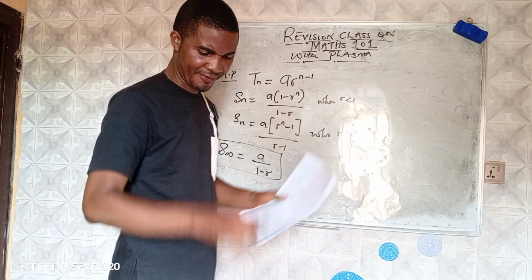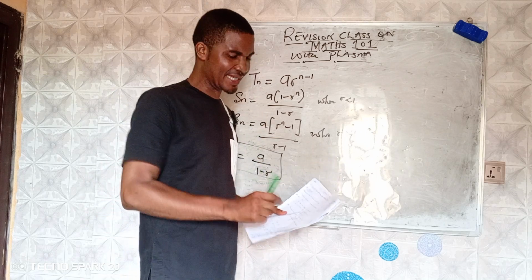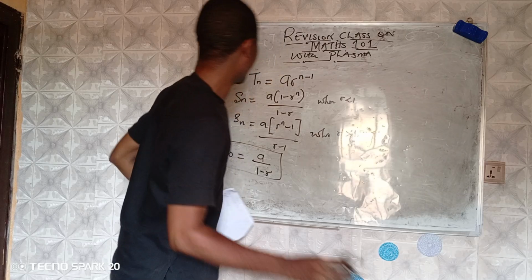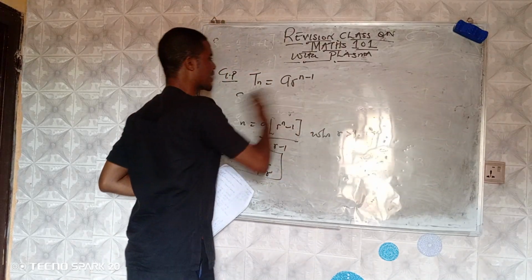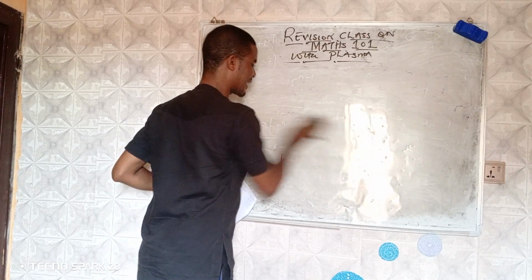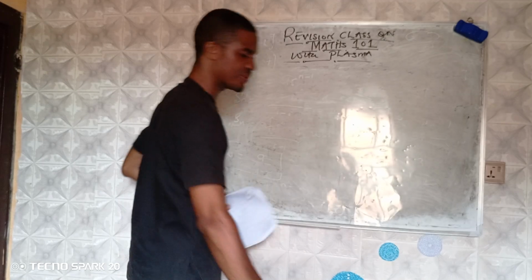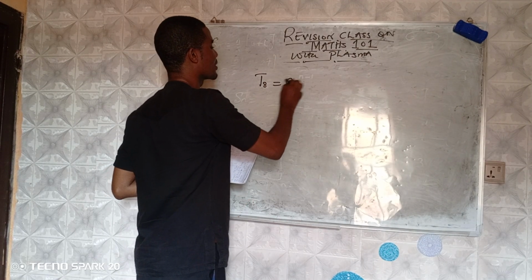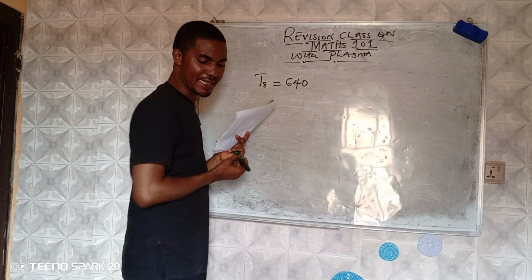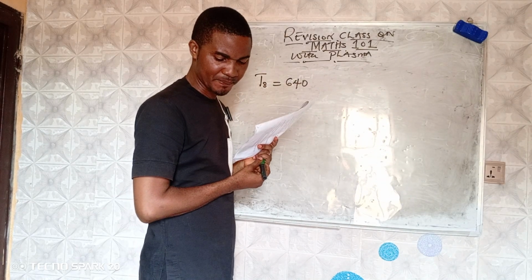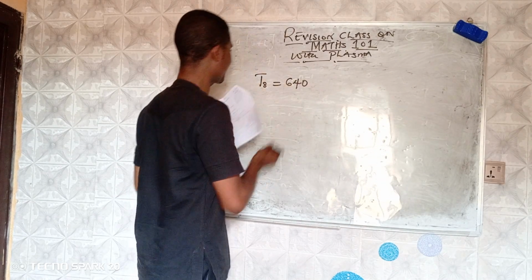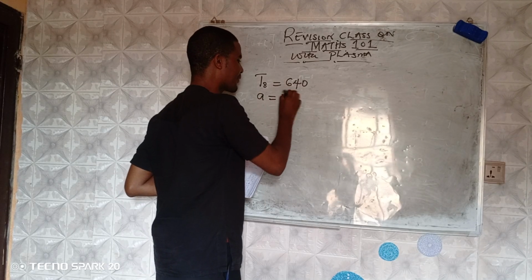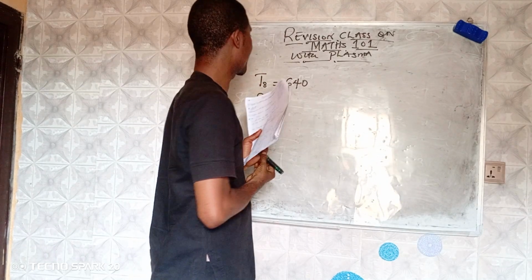This question says the 8th term of a GP is 640. That means T8 is equal to 640. If the first term is 5, they gave me a to be 5. They asked me to find the common ratio.